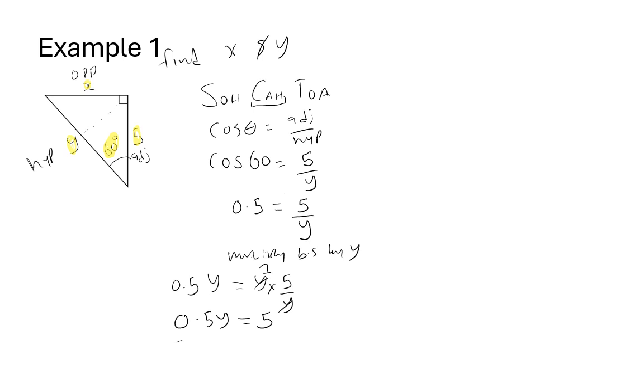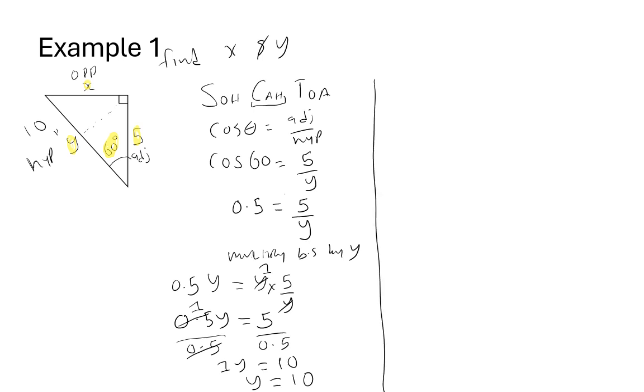Then we divide both sides by 0.5. 0.5 goes into 0.5 one time. So we have 1y is equal to 5 divided by 0.5. I think that will be 10. That is 10. So then we have our y equal to 10. So we have our y here, this is equal to 10. So now it remains to find the x.